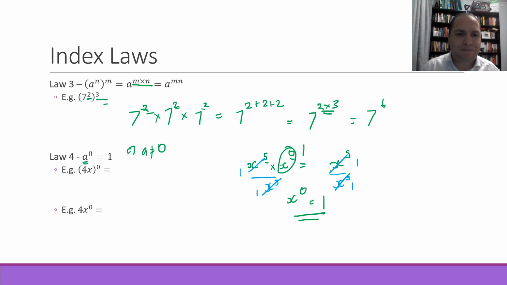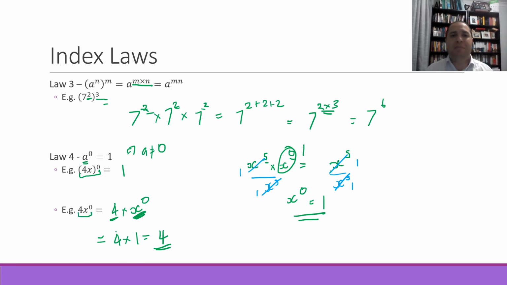And looking at this one here, we've got 4x to the 0. Well, that whole thing is to the power of 0, so that's just going to be 1. Now that's different to our second example here. We've got 4 times x to the 0. So note that this power 0 only applies to the x here, not to the 4. The 4 is still on its own there. So we can write that as 4 times x to the 0 is just 1, and that equals 4. So be on the lookout. Make sure you recall and understand what terms have the 0 power on them.